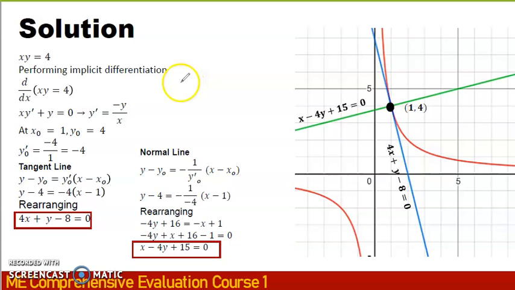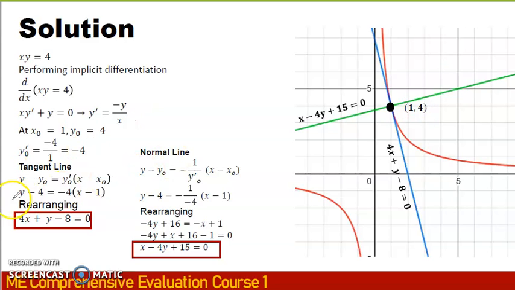We will first differentiate to solve for y prime. Differentiating this, it becomes x y prime plus y. This is the product rule. The derivative of 4 is 0. Then solve for y prime, and the result is negative y over x. We substitute the values of x and y, which are 1 and 4, so that we can solve for the slope. So negative y over 1, the slope is negative 4.